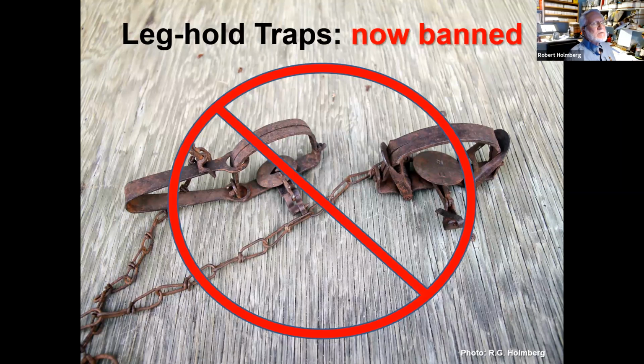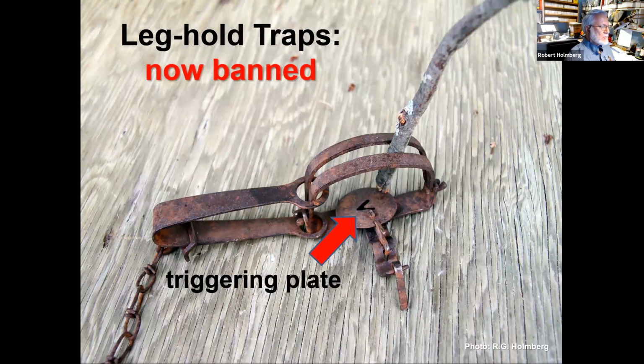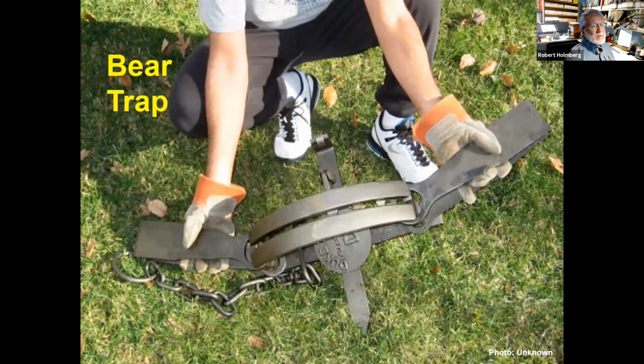Now, leg hold traps have been used especially in the fur industry for centuries, but now they're banned in most countries. They come in various shapes and sizes, and they use a treadle or triggering plate. So an animal steps on that treadle and gets its leg caught. And these can be large enough to capture bears.